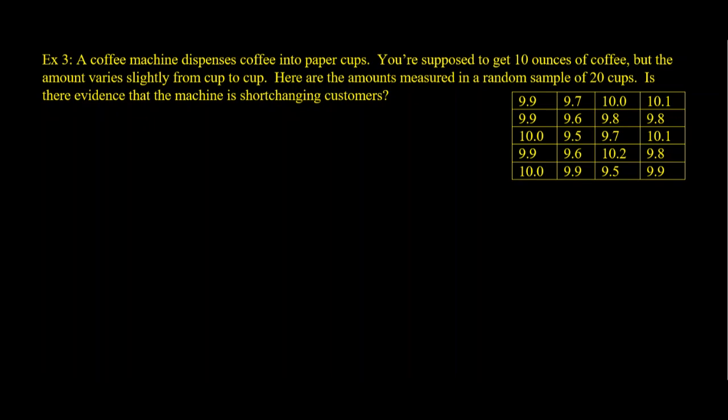Chapter 22, Example 3. A coffee machine dispenses coffee into paper cups. You're supposed to get 10 ounces of coffee, but the amount varies slightly from cup to cup. Here are the amounts measured in a random sample of 20 cups. Is there evidence that the machine is shortchanging customers?